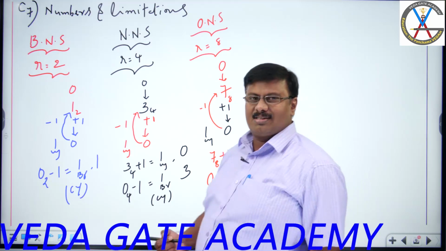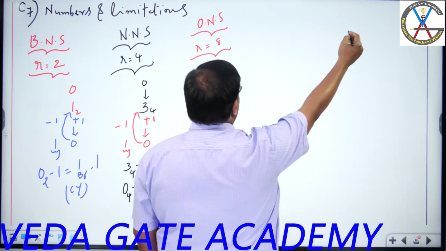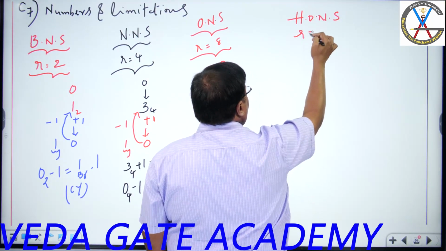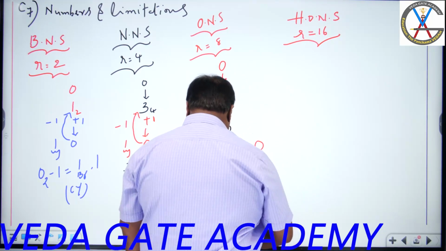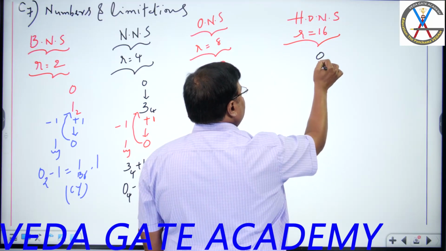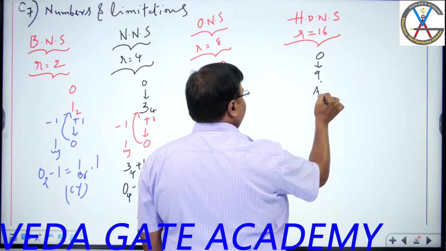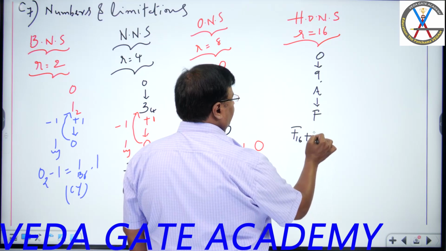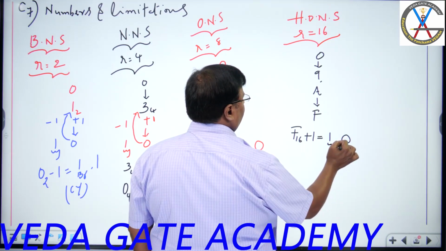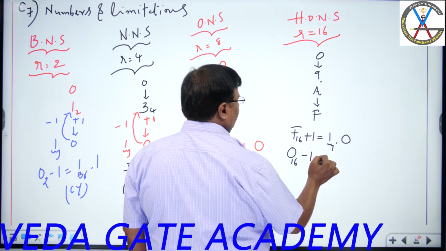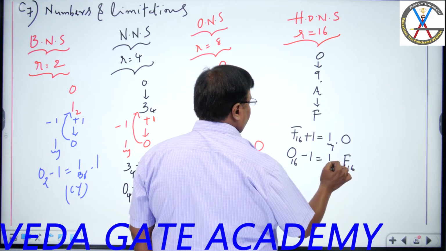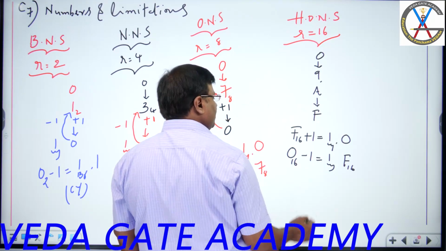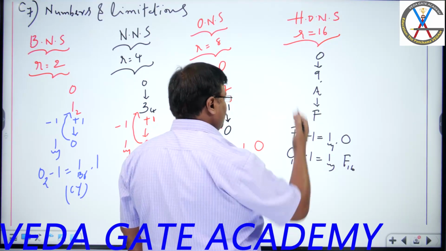And the last one in this system, hexadecimal number system, HDNS, whose radix is 16, and symbols in this are 0 to 9, A to F. So please tell me, F hexadecimal plus 1 is 0 with the carry 1, 0 hexadecimal minus 1 is, of course, F with the borrow 1, but representation is carry. So, F after 0 with carry 1, 0 before F with borrow 1. That should be remembered always.